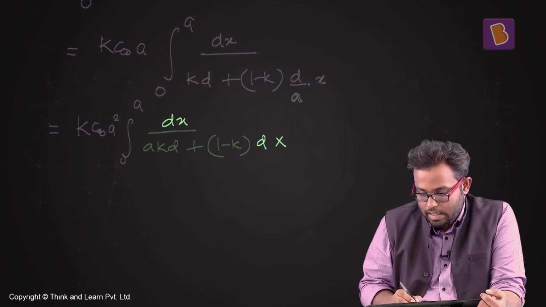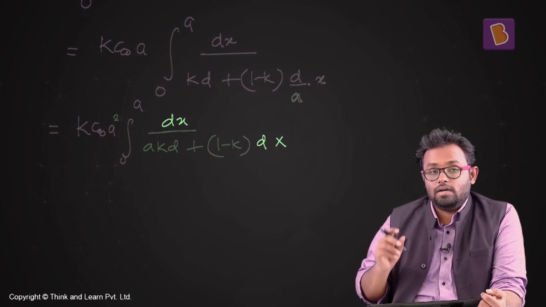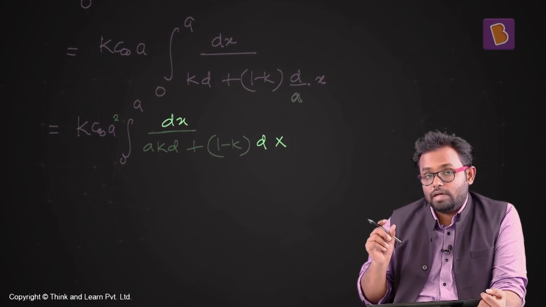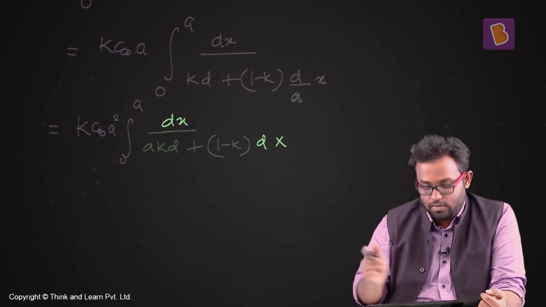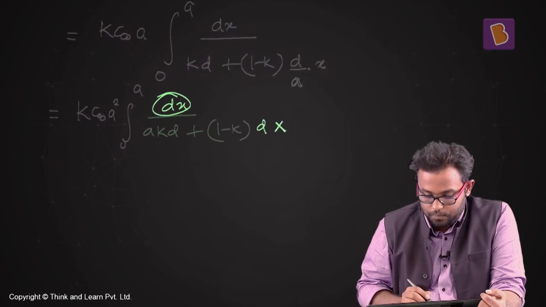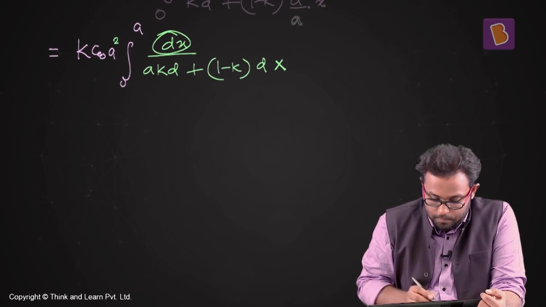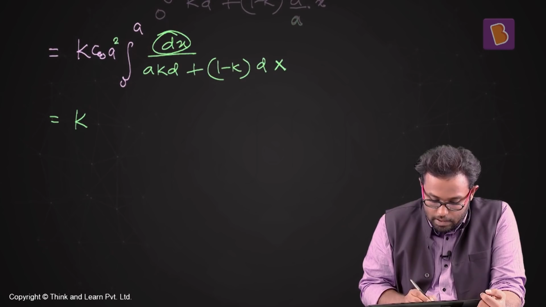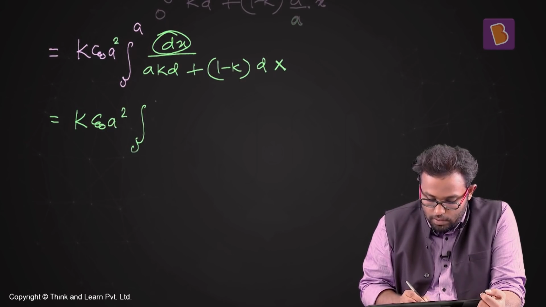So remember, this is not the variable of integration dx, this is d times x. Okay, that is different from this dx. This is d times x. Now what do I get from there? So let's move ahead. This becomes k times epsilon naught a square, integration from 0 to a.